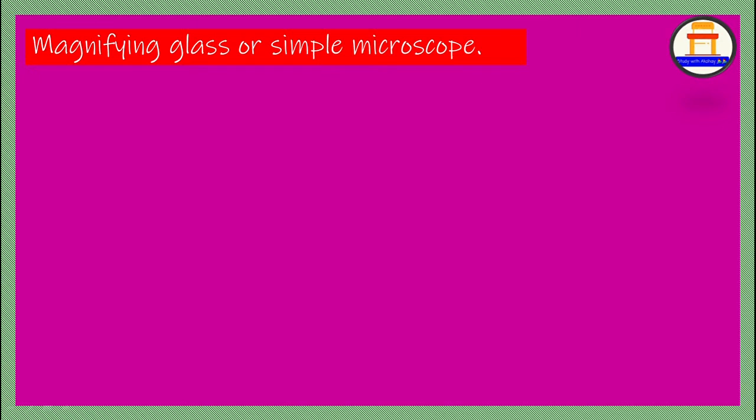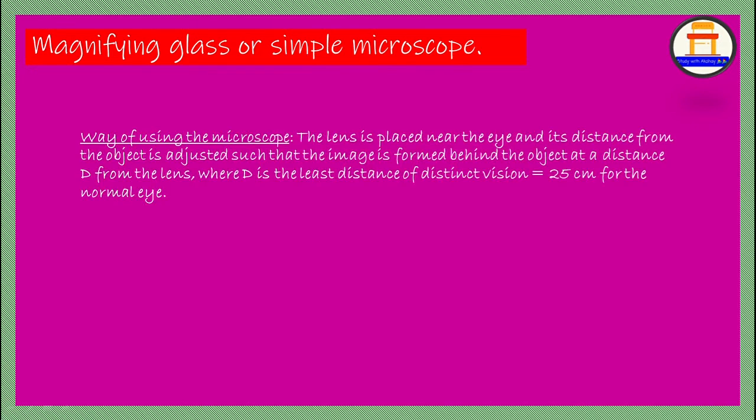What is a magnifying glass? A magnifying glass is also given one more name, simple microscope, as per the ICSE textbook. Simple microscope means something different, but as per the ICSE textbook, the magnifying glass itself is called a simple microscope. It's not me who is saying; the ICSE textbook has given it like this. I'm not saying it's wrong, but few people take a simple microscope as a different one. So magnifying glasses, the way of using a microscope.